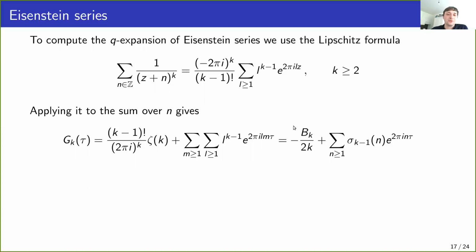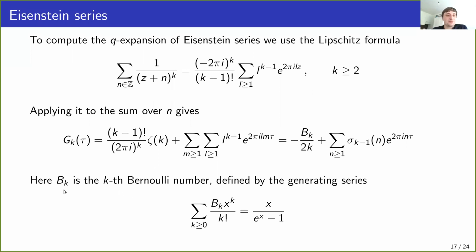Well, you have to use the formula of Euler for zeta of k, or actually you can prove it more or less by this Lipschitz formula, that the constant term is actually a rational number, which is the Bernoulli number B_k divided by 2k with a minus sign. And the rest of the sum is exactly this divisor sum that I've introduced before. So you basically sum l to the k minus 1 over all divisors. B_k, if you don't know what it is, you can just think of it as numbers defined by the following generating series. It's the Taylor expansion of this function at 0, except you put k factorial in it.